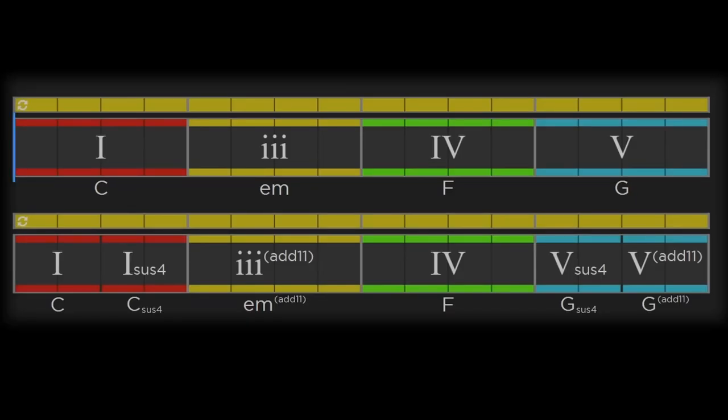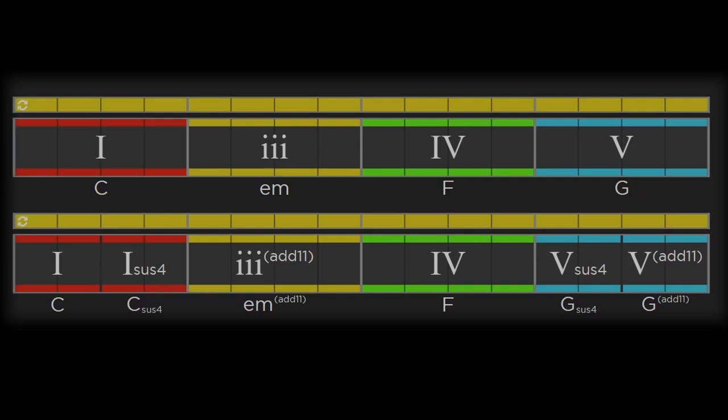In this example, the first four bars introduce a basic 1-3-4-5 progression. On the second repeat, I bring in sus4 and add 11 chords. The one chord is split in two with the standard triad and the sus4. This is a common move to make a song feel less static, favoured particularly by guitar players. Listen to the smooth feel of the sus4 chord.